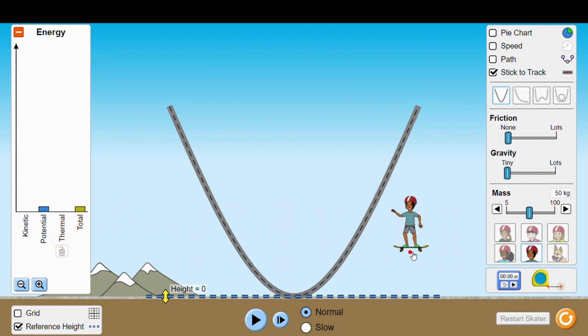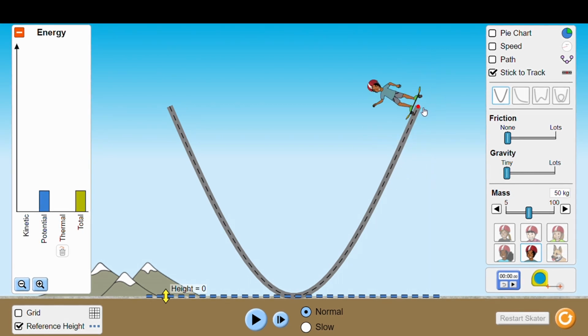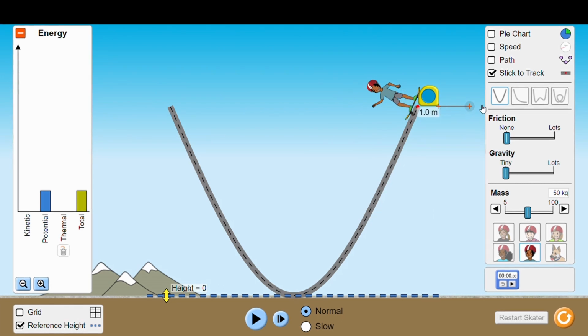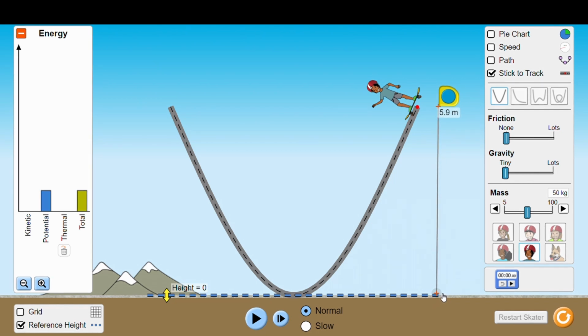This is a boy on a skateboard, and let me elevate him to this height. Let's see how high that is. Okay, that's 6 meters high. Fine.